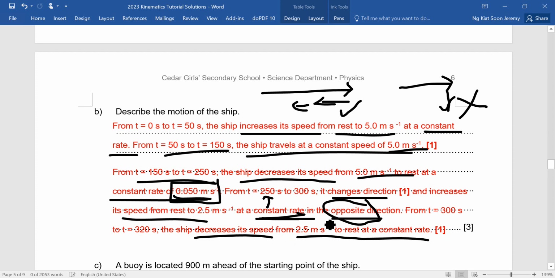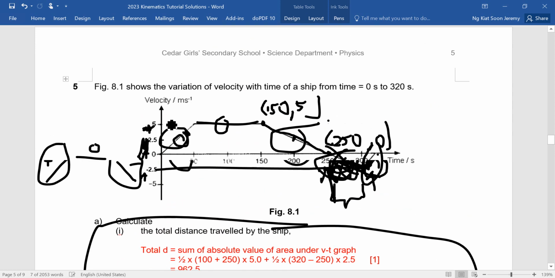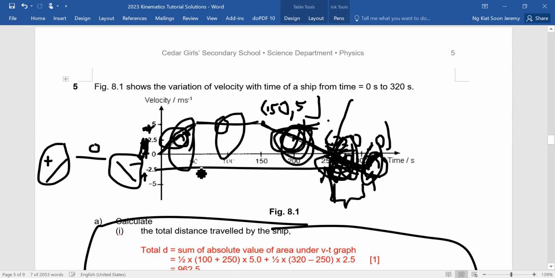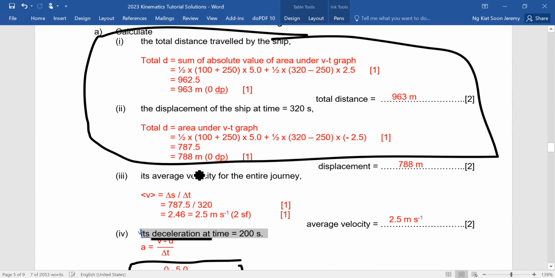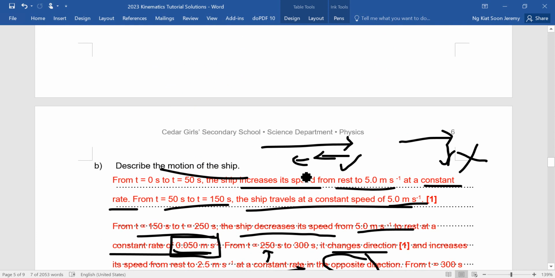So that's how you do a description. In general, for the motion of a ship, what we are looking out for is from one period to the other period. So let's say I'm looking at this part from 0 to 50: is it speeding up or slowing down? Then once you tell me whether it's speeding up or slowing down, you tell me the rate, that means you tell me the acceleration. Is it constant? Is it increasing? Is it decreasing? So that's the typical way we approach describing the motion of the ship.